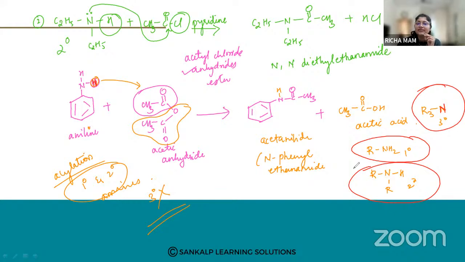In primary and secondary amines, we have replaceable hydrogens. Here we have two, here we have one. In tertiary, we do not have any replaceable hydrogen atom bonded to the nitrogen. So this is the reason. Primary and secondary will undergo acylation reaction and tertiary will not. So remember this.